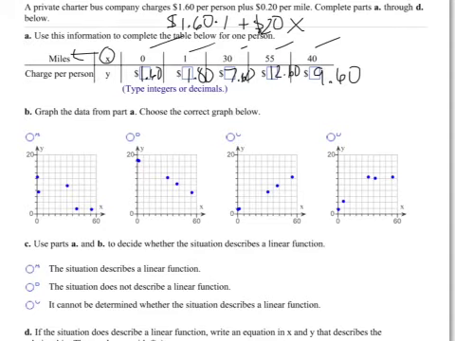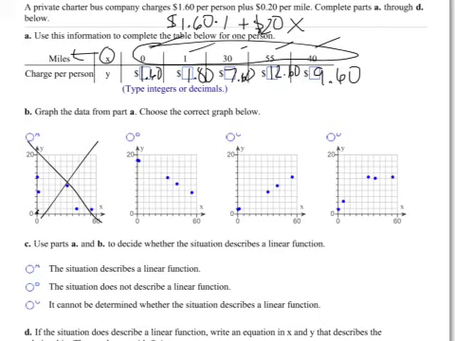Now that I've completed my table, I'm ready to graph these points. Notice that the x values are not in order. So I need to pay attention to that as I'm choosing which graph. So 0 and then $1.60. It's definitely not choice A. It looks like they're going by 2's on the y-axis. So 0, $1.60 should be somewhere right below the 2. It's not choice B. Choice C, 0, 160 is there. And choice D, 0, 160 is also there.